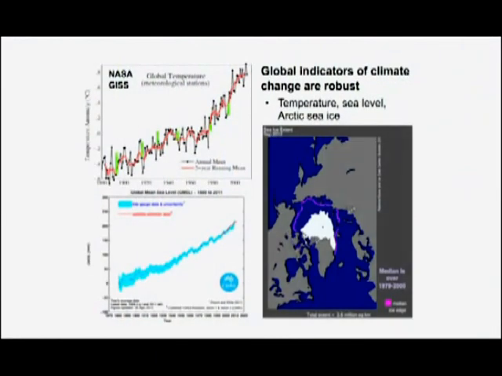Just to illustrate this, these are probably the three most famous global indicators of climate change. This is the surface air temperature. It's over land, which is why the increase is so large. You see it's been steadily going up. This is the global mean sea level. You see it's been steadily going up. The other indicator is Arctic sea ice, and this is not a time series, obviously.